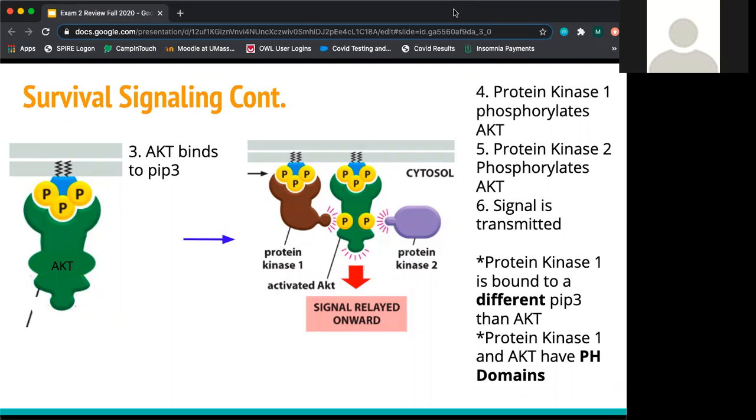Something to note is protein kinase 1 is also bound to a PIP3, but it's not the same PIP3 as AKT. That's just one thing to know. And any protein that is able to bind to PIP3 has a PH domain. So once AKT goes through these two phosphorylation events, then the signal is transmitted.